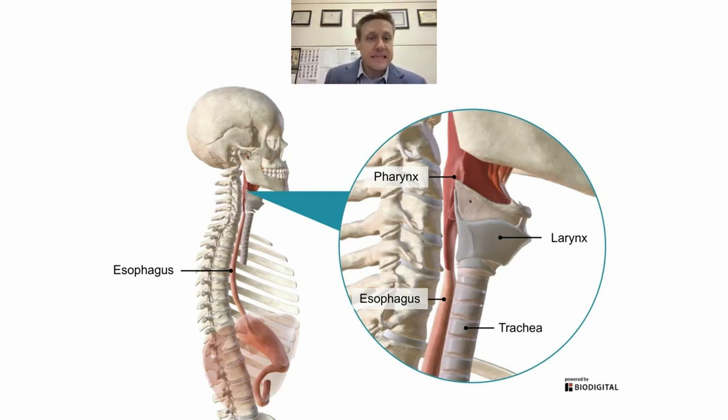But if you're not eating anything, the pharynx and the esophagus are usually cut off from each other by a closed upper esophageal sphincter, right? Kind of makes sense. Most of the time, the esophagus should be empty.